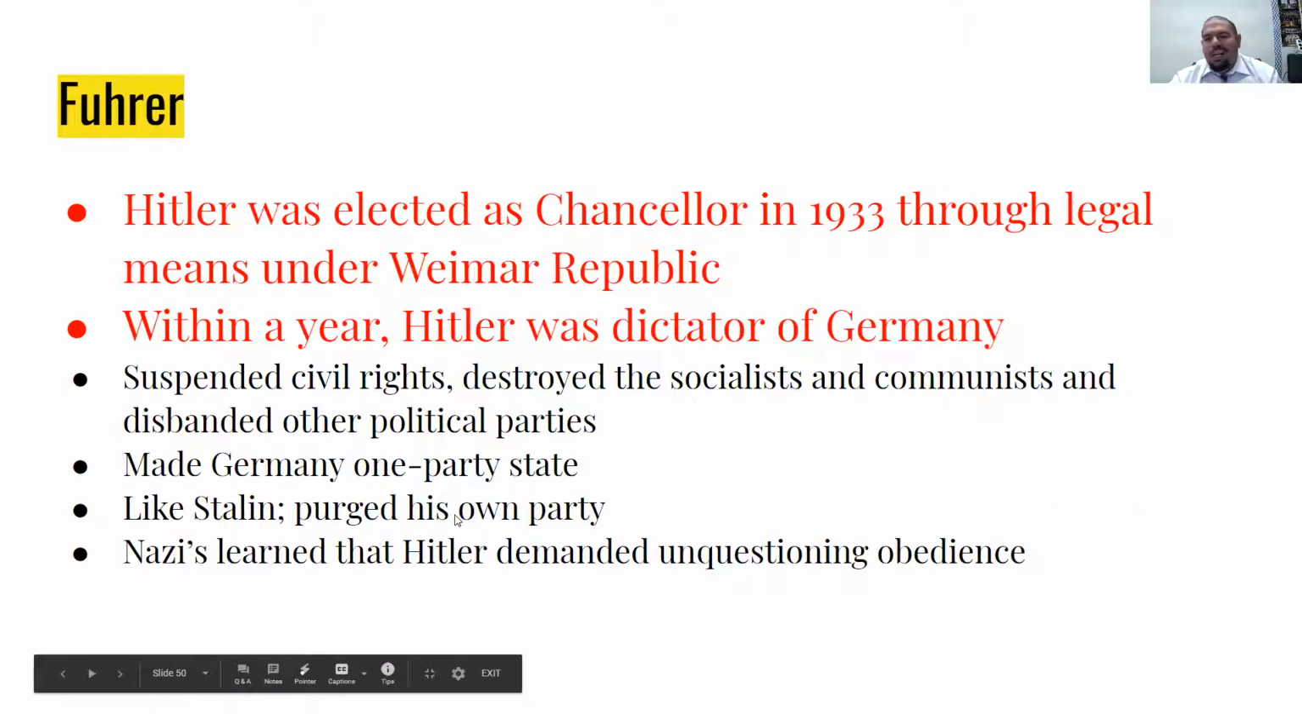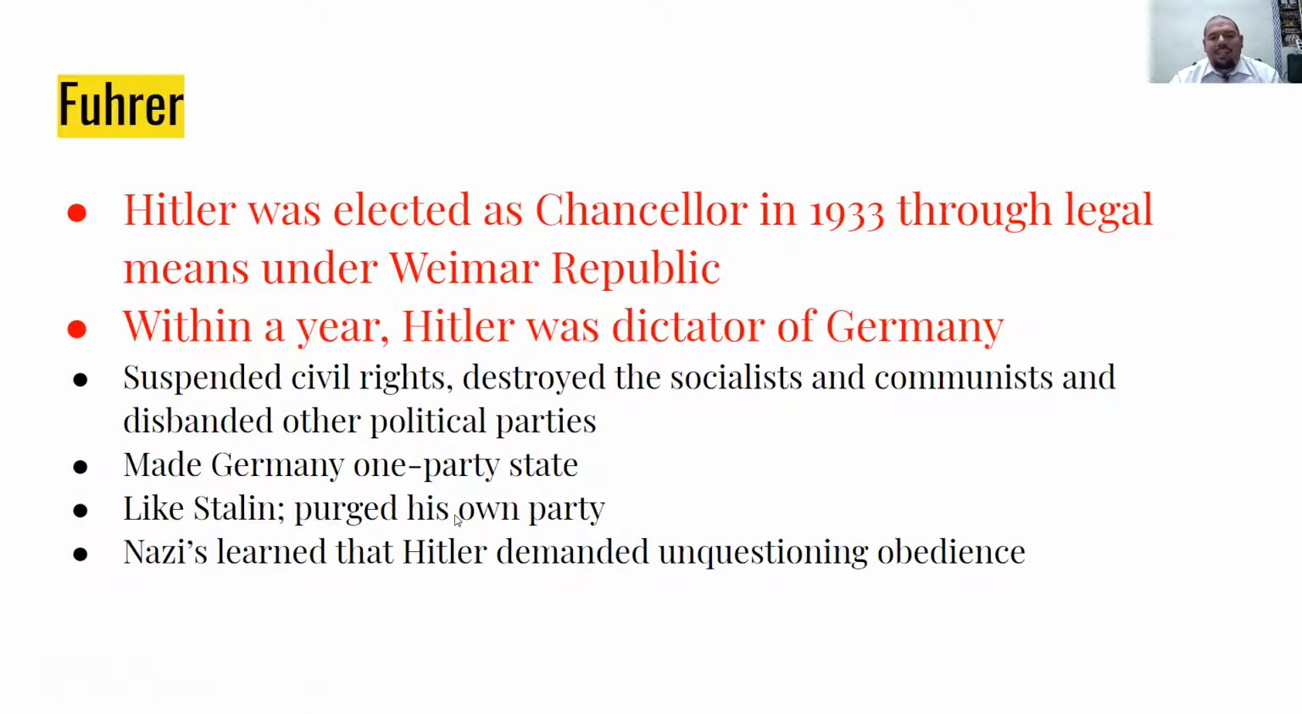So he will be elected as chancellor in 1933 through legal means under the Weimar Republic. He, like Mussolini, is now, you could say, a legit leader. He did not take it from people. So within a year, Hitler would then become dictator with all the power that he would soon receive.